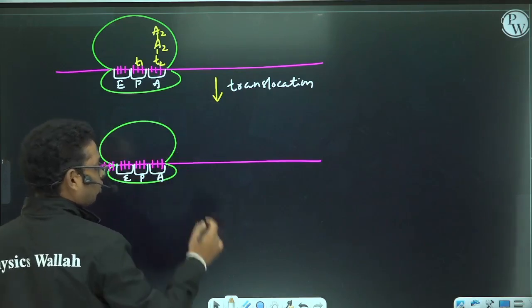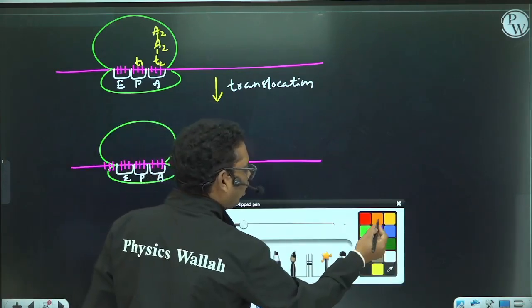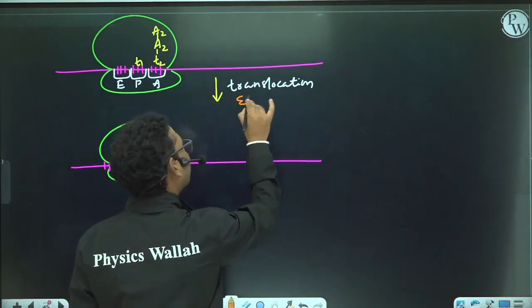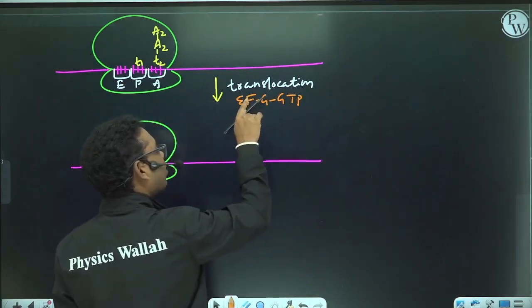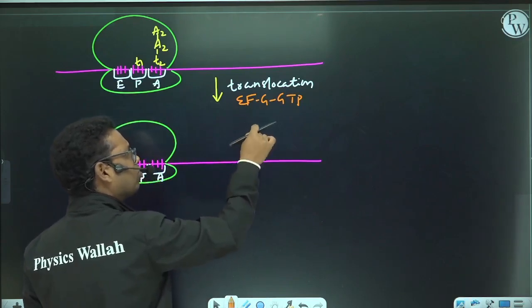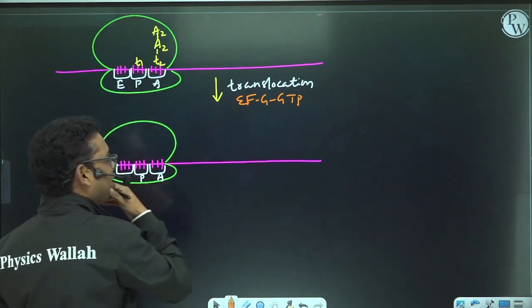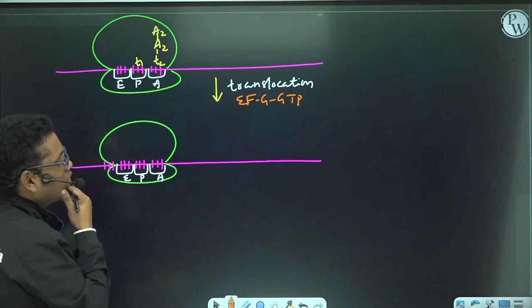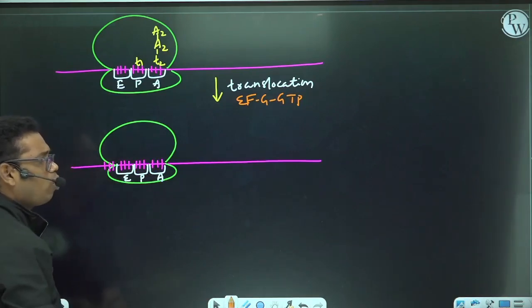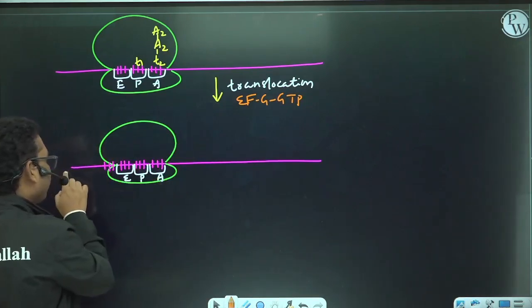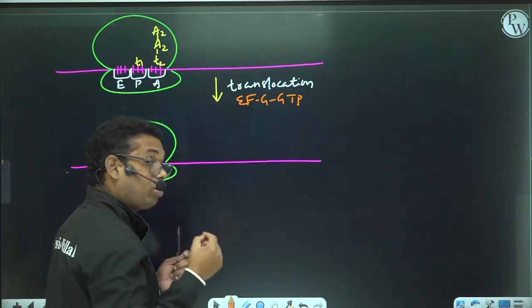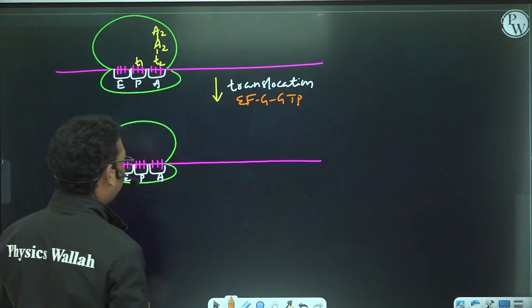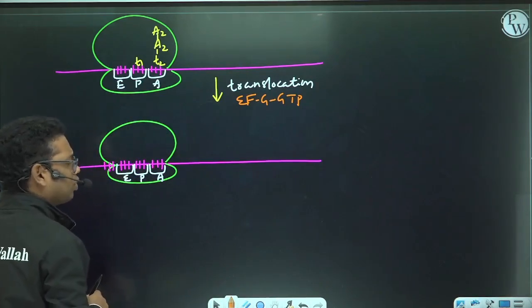Now this translocation requires a factor which is called elongation factor G, which requires GTP, and because elongation factor G is involved in translocation, that is why it is called translocase. That is called translocation. So what is translocation? The movement of the ribosome from the 5' end to the 3' end by 3 nucleotide distance, that is called translocation.